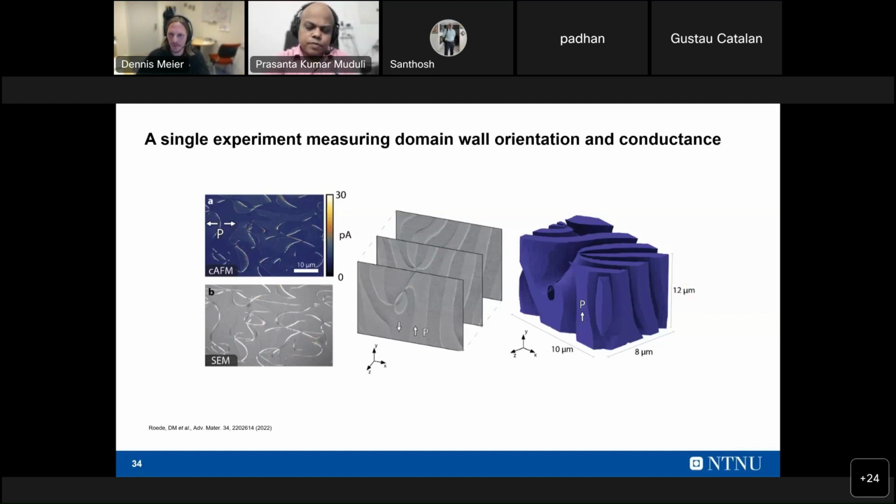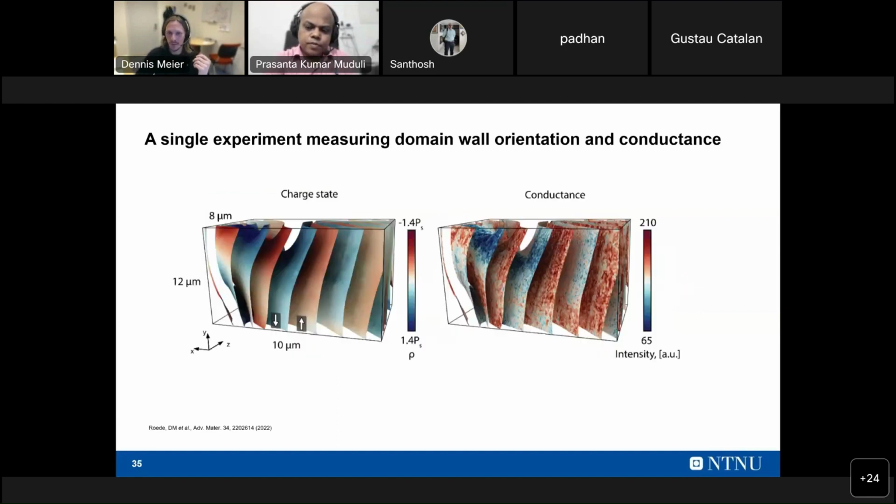This is so cool because what you now have available is the charge state. We know how the charge state of the domain wall changes into the depth. And in addition to that, we get information about the conductance encoded in the SEM intensity. So we now have an opportunity to measure charge state and conductance within one and the same experiment at the same time with nanoscale spatial resolution in 3D.